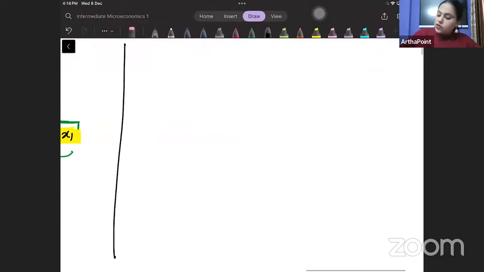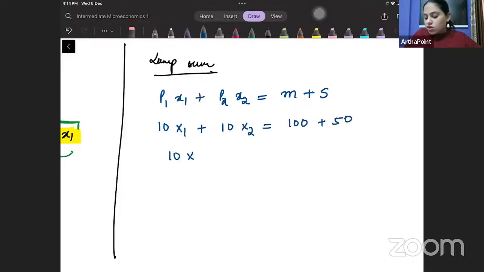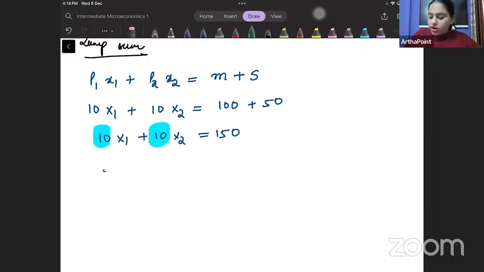Now take the case of a lump sum subsidy. When we talk about lump sum subsidy, my budget line will become P1x1 plus P2x2 is equal to income plus subsidy. So in our case, the budget line that came was 10x1 plus 10x2 is equal to 100 plus 50. So we got this budget line. Beta, you can clearly notice that P1 and P2 are unchanged. The price ratio is not changing. So what will be my equilibrium condition? MRS equal to price ratio.